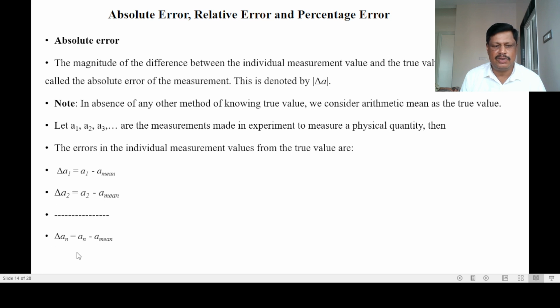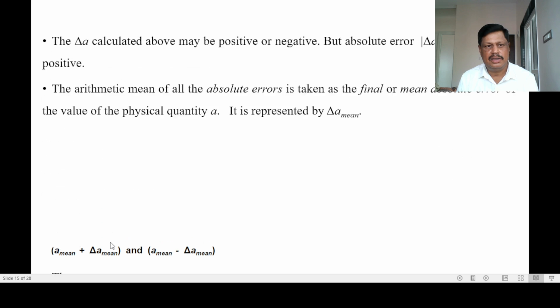Similarly, delta A3, etc., up to delta AN is equal to AN minus A mean. The delta A calculated above may be positive or negative, but the absolute error, that is modulus of delta A, will always be positive.